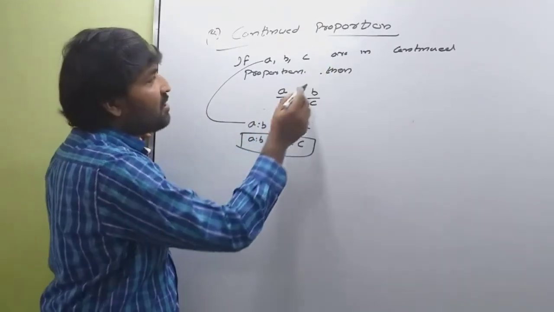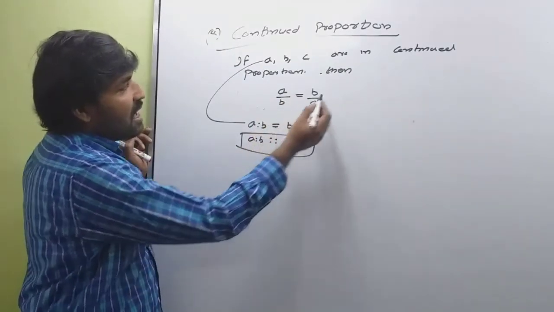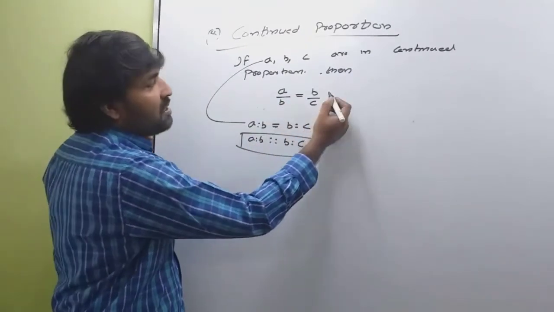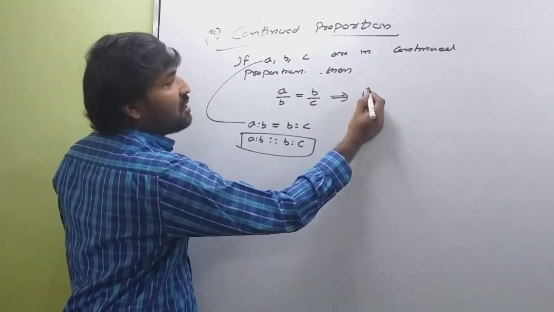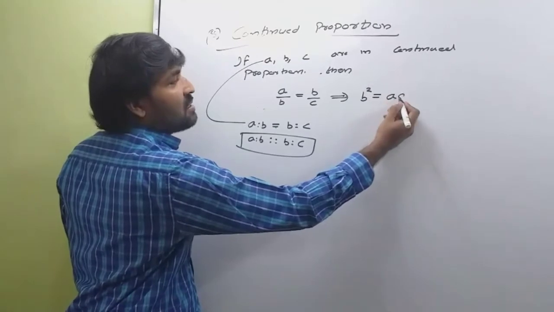So if A, B, C are in continued proportion, then A by B is equal to B by C. This implies, by cross multiplying, B square is equal to AC.